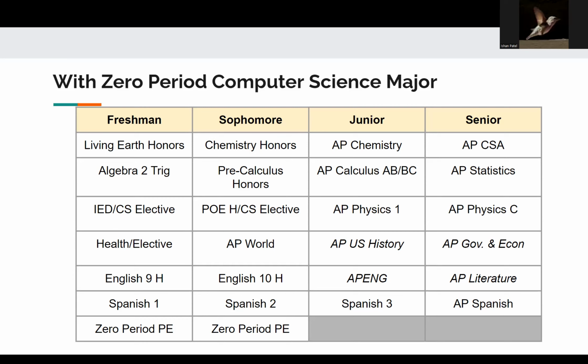But yeah, pretty much the courses do stay the same. IED is Introduction to Engineering and Design, and ICS is Introduction to Computer Science, but POE Honors is a weighted course that sophomores have the opportunity to take. And at American, I'm assuming many of the students here are from American, it is considered a very hard course. But if you do take it, you gain a lot of experience, and it's a very good exposure to engineering. Preet, do you have anything else on POE?